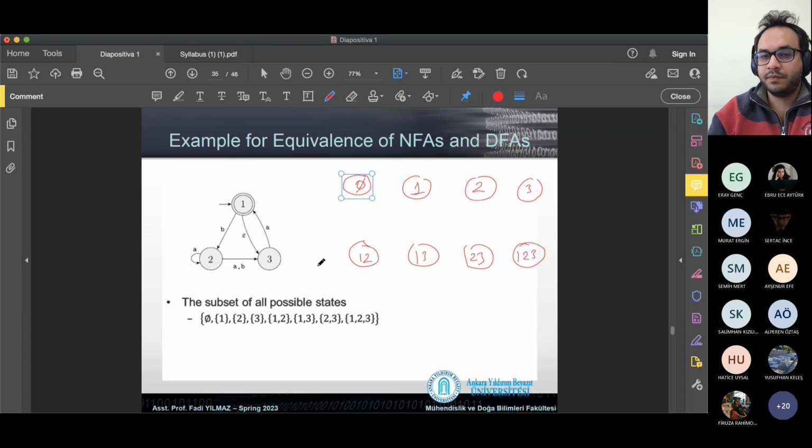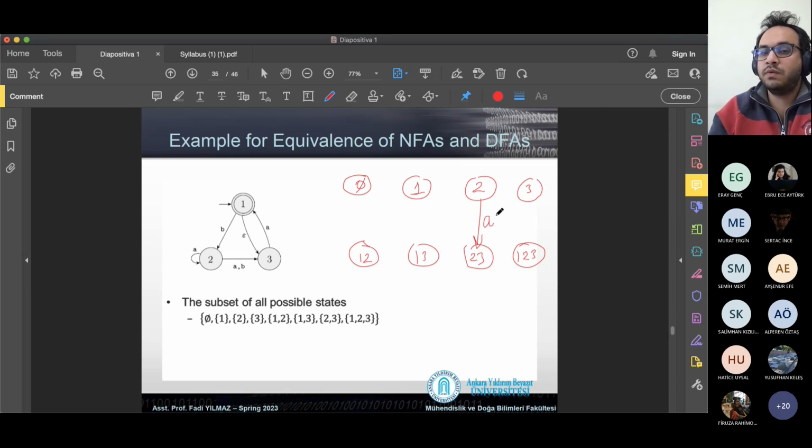Here's the example. Let's say we are on 2. With an A, we can be on 2 or, with a B, on 3, right? If we are on 2 and take an A, we are either on 2 or 3. We are not showing it like this, this is the wrong way. But we are doing it like this: if we are on 2 and with the A you can be on either 2 or 3, you go to 2, 3.